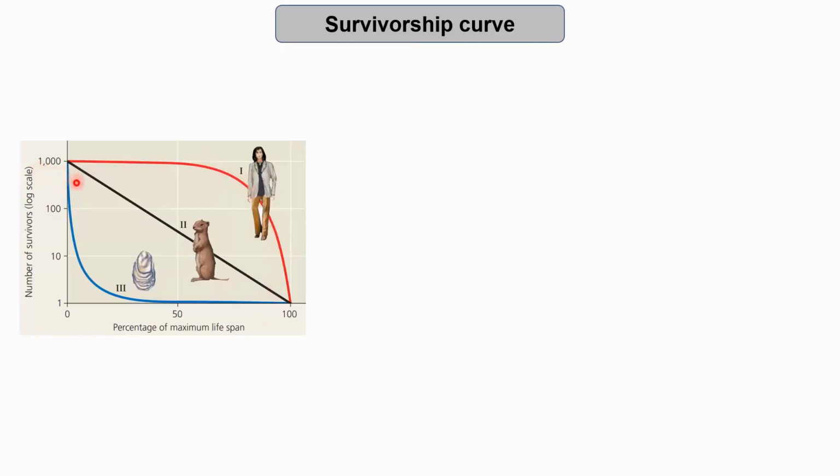The other one, on the other hand, is when the young individuals, the ones at the younger age, have fewer chances of survival, but as the age proceeds, their chances of survival, or the number of survivors, remain constant. So based on this, the survivorship graph can be represented in three types.